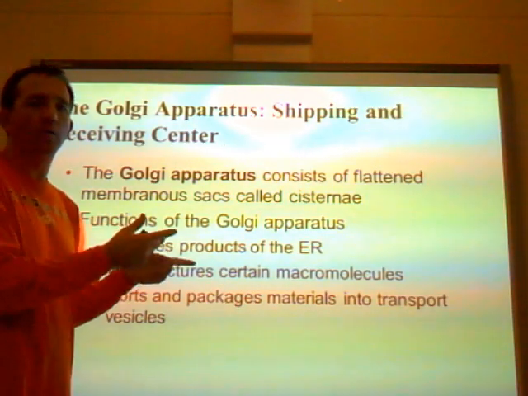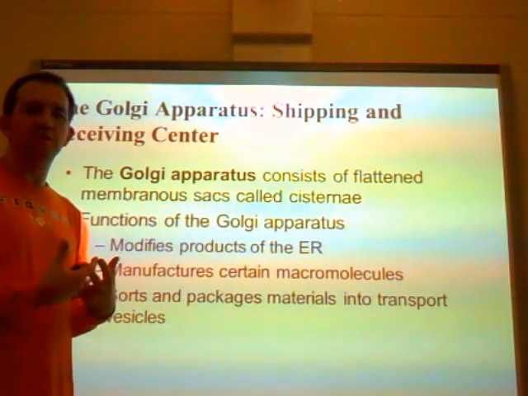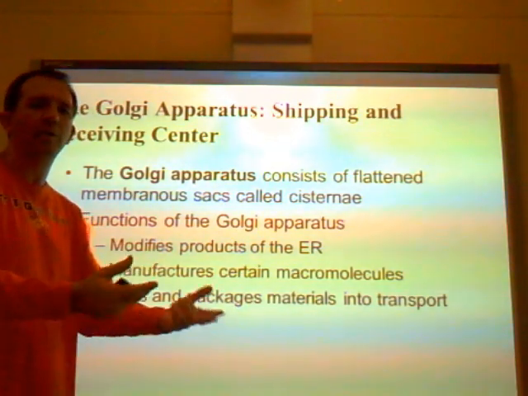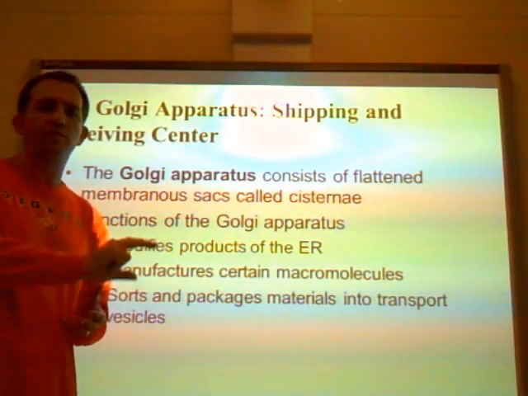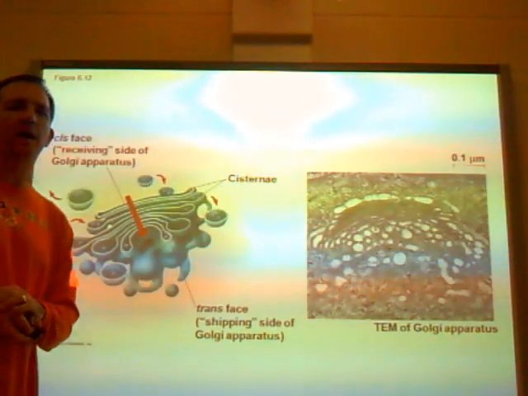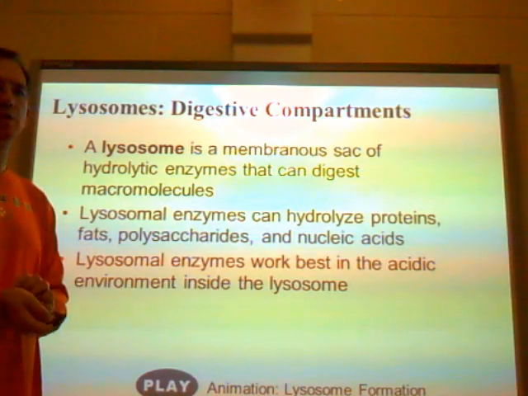Same thing here. The Golgi apparatus receives the material, it modifies it, it packages it, and then it's going to ship it out in the form of a transport vesicle so that it's able to move through the cell to the site specified by the nucleus.